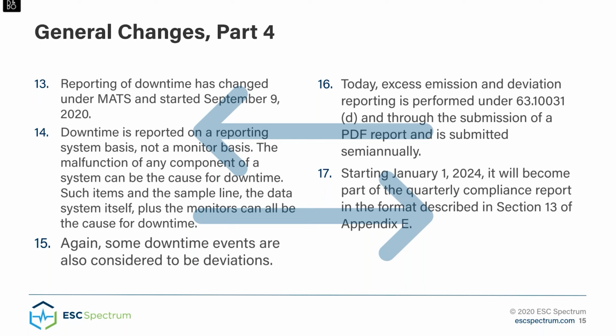And therefore, any component of the monitoring system can affect downtime. So for example, if you were doing preventative maintenance on your sample probe or on the sample line itself or the sample line heaters, if any one of those activities caused you to not record valid data, that would be considered downtime and potentially a deviation. And this definition extends to the DAS as well, because the DAS is a part of the monitoring system.